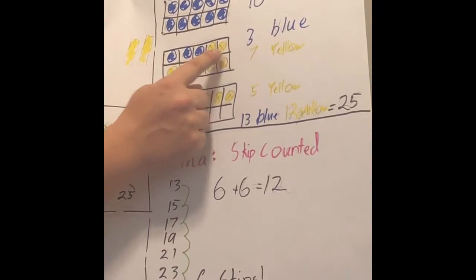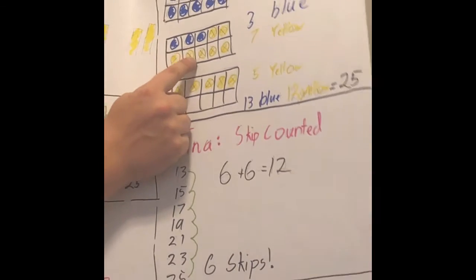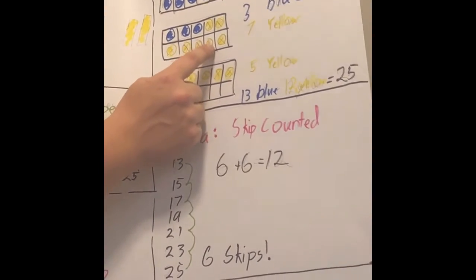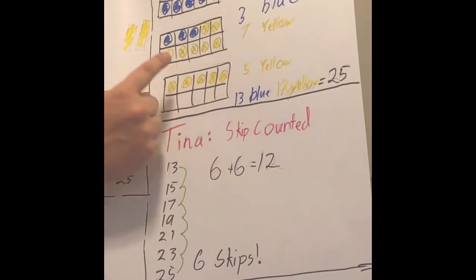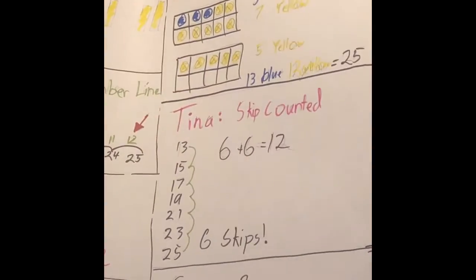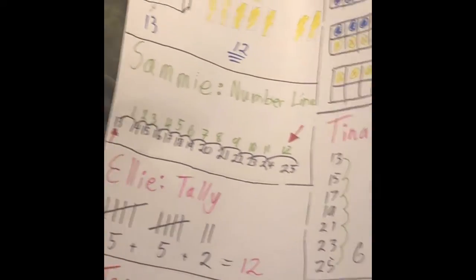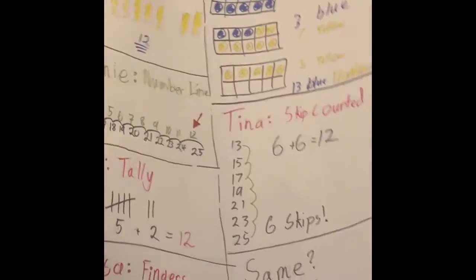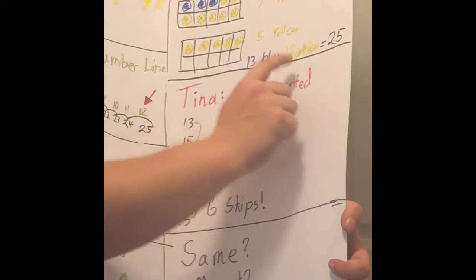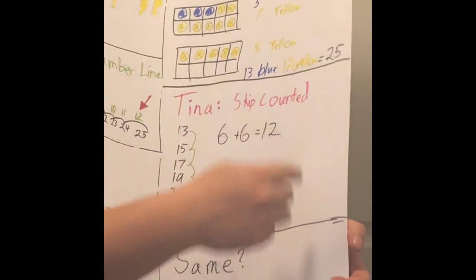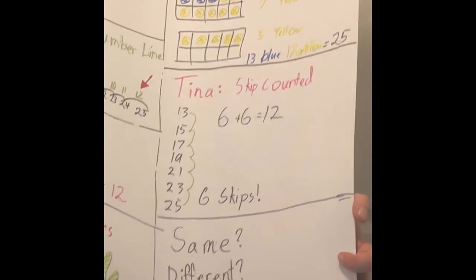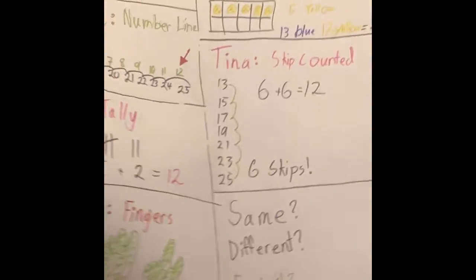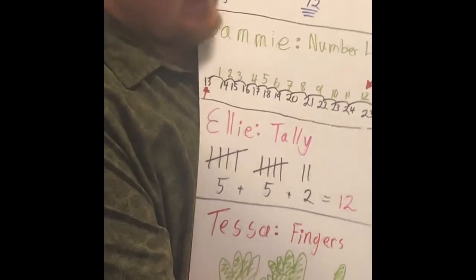1, 2, 3, 4, 5, 6, 7. Count with me. 8, 9, 10, 11, 12. Great job! You finished it off. 13 blue and 12 yellow equals how many? 25, you're right!